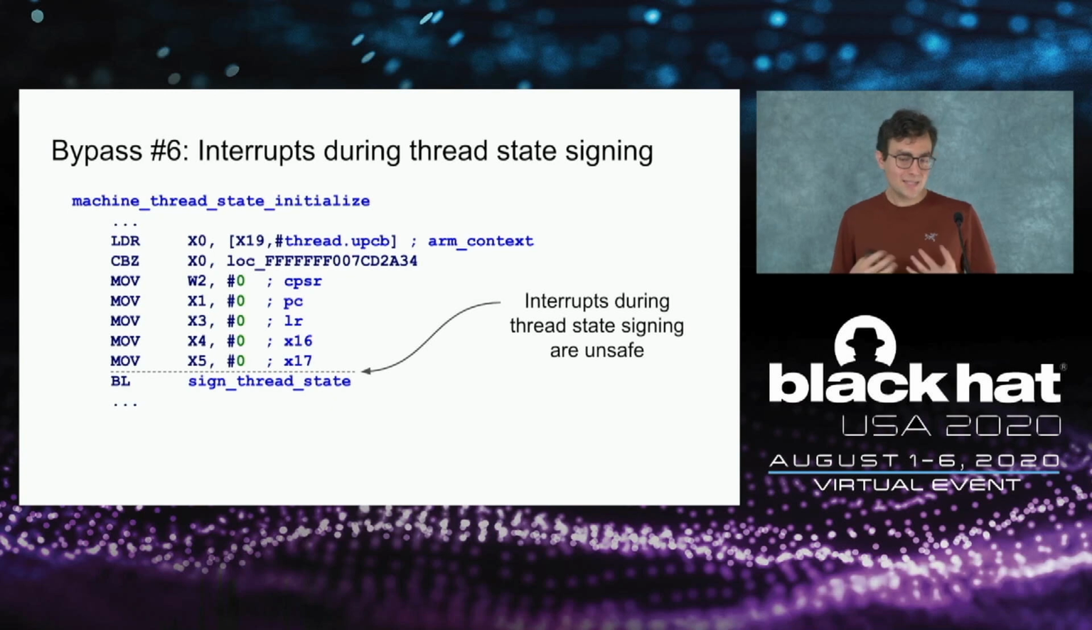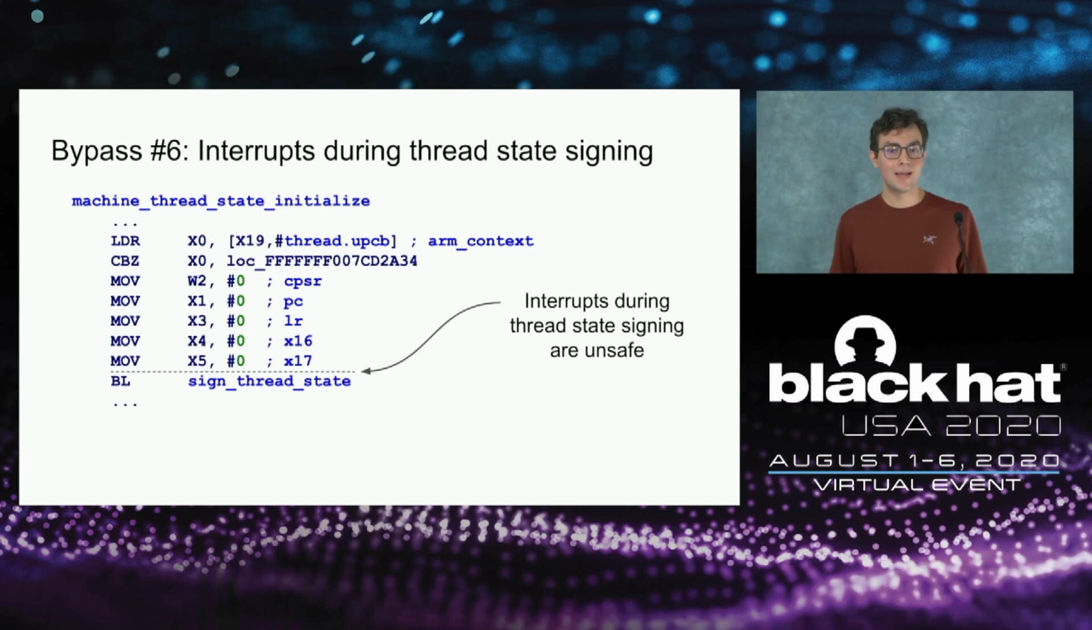So we've demonstrated being able to bypass control flow integrity using this interrupt-based technique. But as I thought about the issue a little more, it really boils down to anytime interrupts are enabled during this thread state signing operation. That's fundamentally an unsafe thing to have happen.